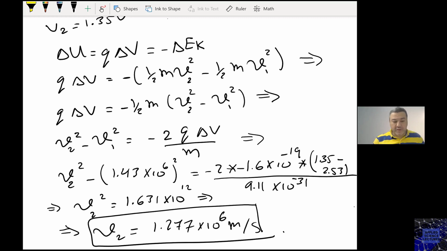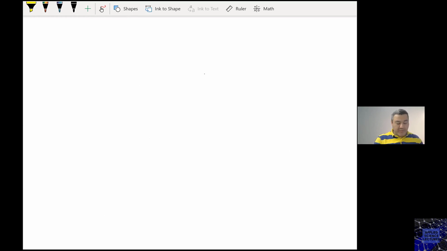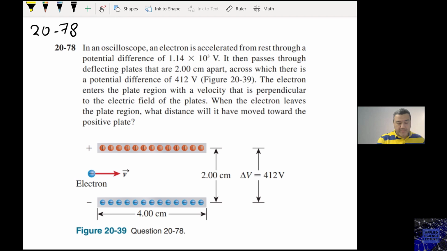Any question about this problem? If no questions, then we can move to the next problem. Next problem is 2078. 2078 reads the following.